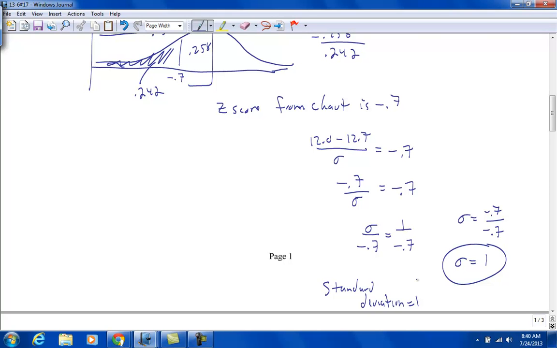Okay, and that's how you do these problems, given two examples, two different versions of the same problem. So hopefully that makes sense to people.